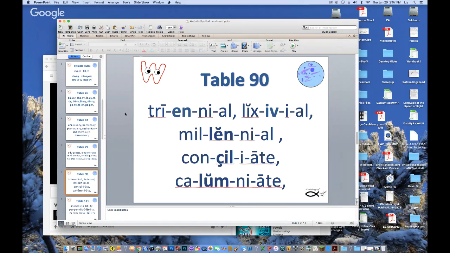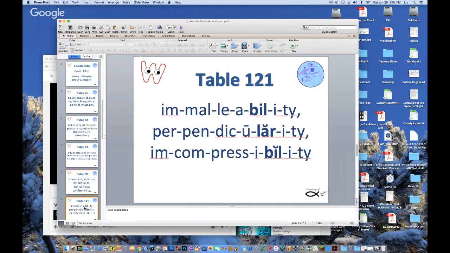And a little bit even more higher level words as you work through the speller. And then by the end, these are 12th grade level words. I think these are 7 syllables accented on the 5th. Immalleability, perpendicularity, incompressibility.